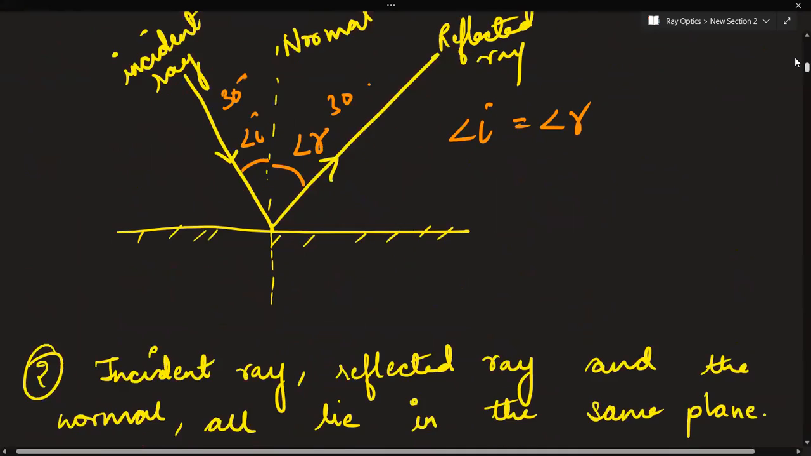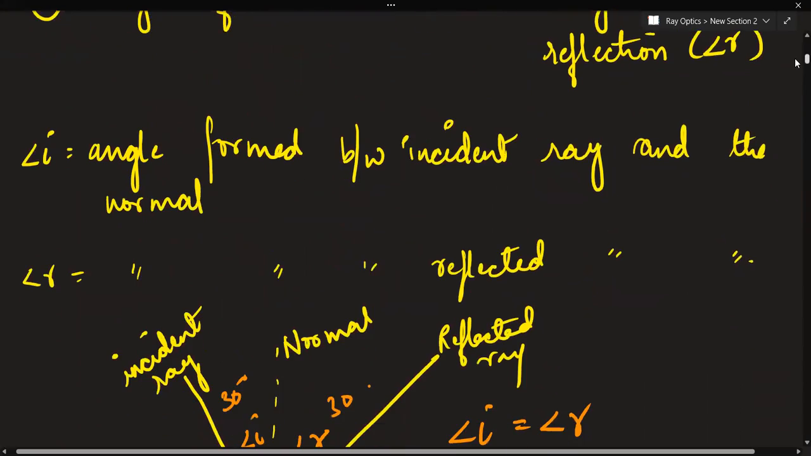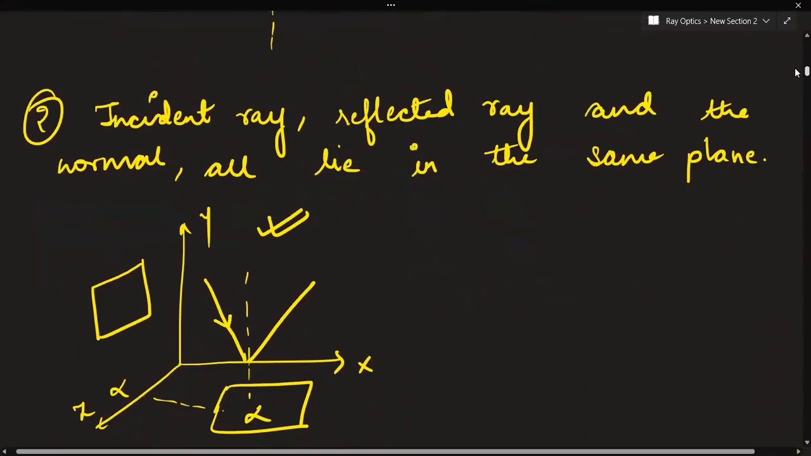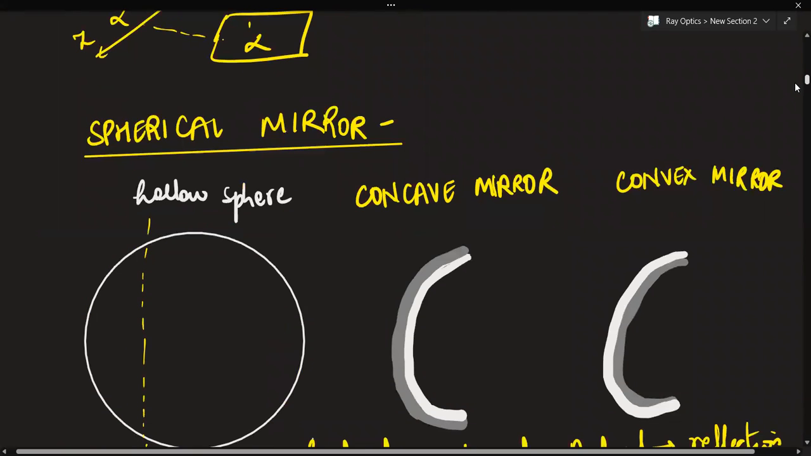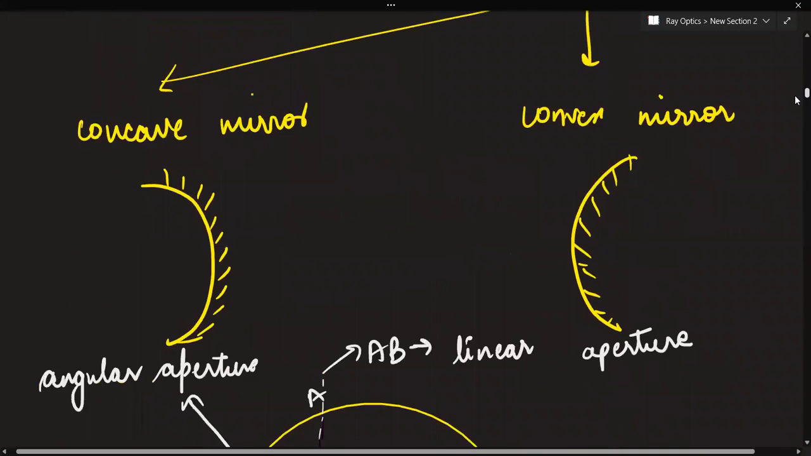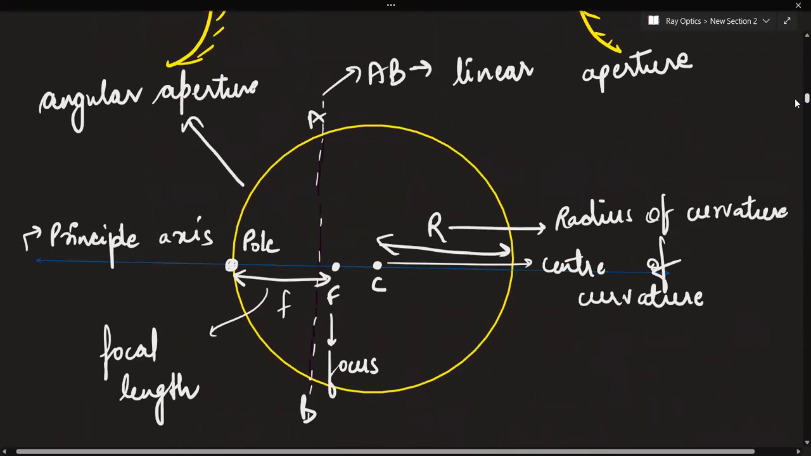Now, the laws of reflection were: angle of incidence is equal to angle of reflection, and all the three rays, incident, reflected, and the normal, lie in the same plane. Concave mirror and convex mirror have been introduced to you. We had already covered all the terms related to a mirror. We hadn't done the relation between the focus and the radius of curvature. That we do today.